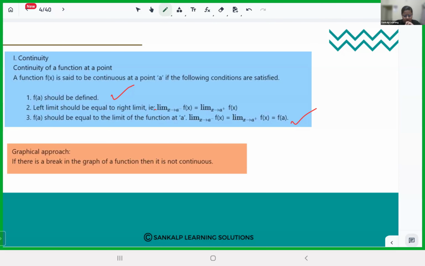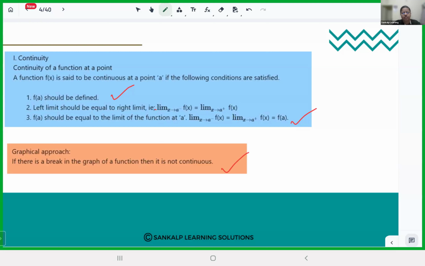And so how can you say that a function is in general continuous? This is continuity of a function at a point. So a function is continuous if it is continuous at all points of its domain. Function has a domain and range. So domain means a set of all values in which the function is valid or defined. So if it is continuous at all points of the function's domain, then we can say that the function is continuous.